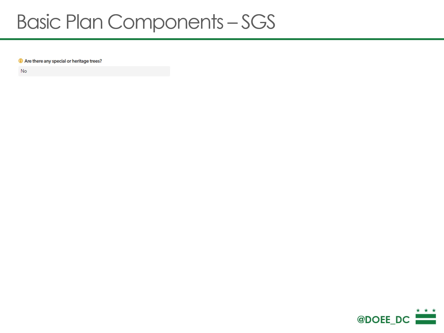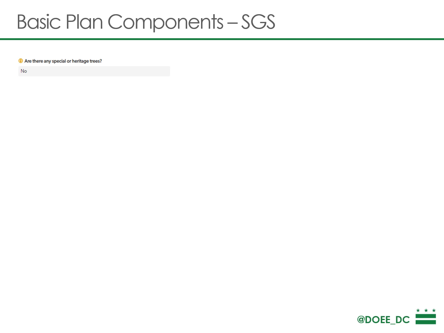Here we're showing some examples of key elements to pay attention to when you're submitting the plans to the surface and groundwater system, or the SGS. This is the main interface through which you'll submit your plans for erosion and sediment control. One of the questions in the SGS is, are there special or heritage trees? If there are special or heritage trees, these are defined by DOEE Urban Forestry Division. And if they are on the site, you'll answer yes.